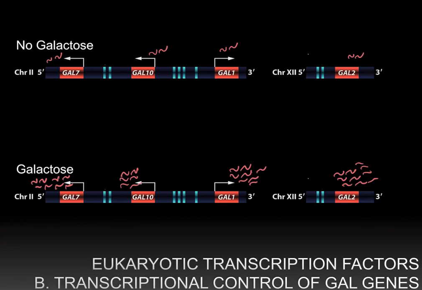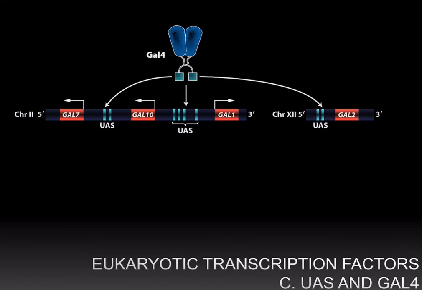And this is indeed what happens, and there is a 1,000-fold increase in the level of transcription of the GAL pathway genes when galactose is available compared to when there is no galactose. Next, what is the basis of this increase in transcription?